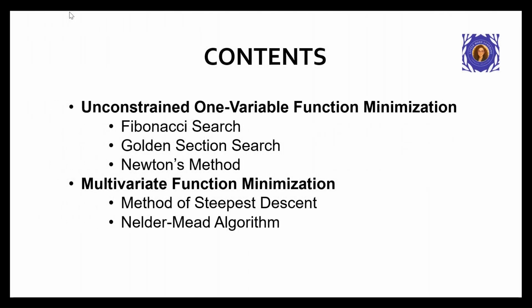Today we are going to start with optimization methods. So these are the contents that we are going to cover in this video. Firstly is unconstrained one variable function minimization that has 3 search methods into it. Then we will move on to multivariate function minimization that has 2 methods to be considered into it.